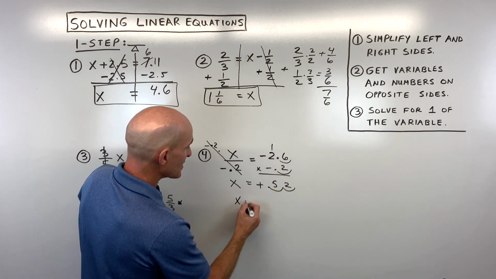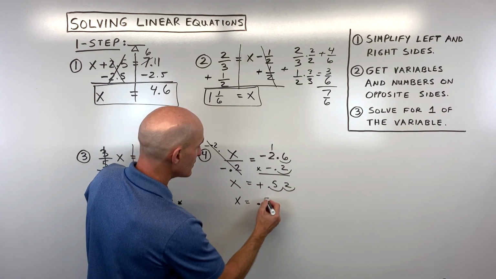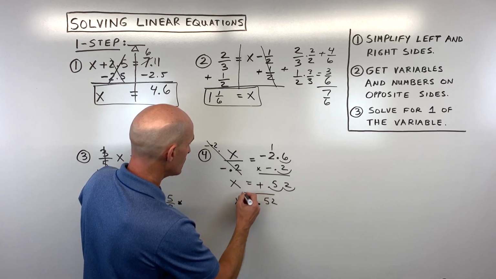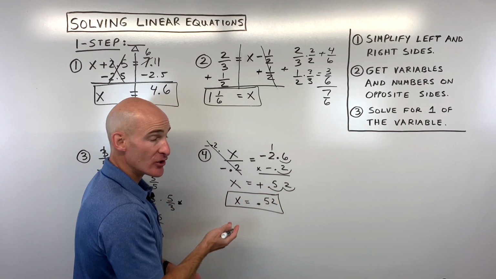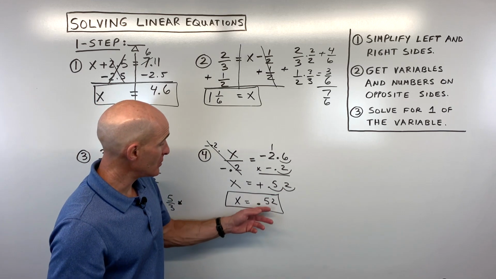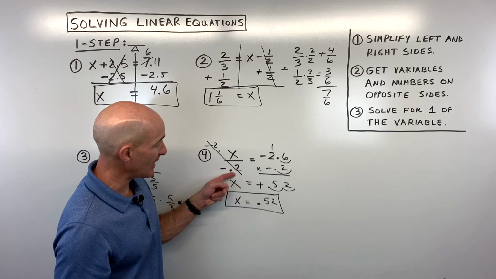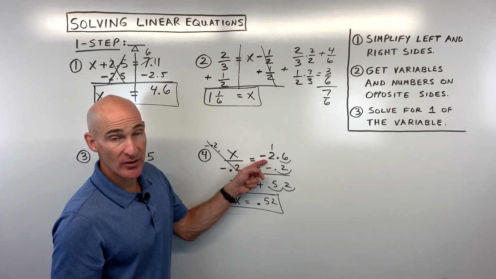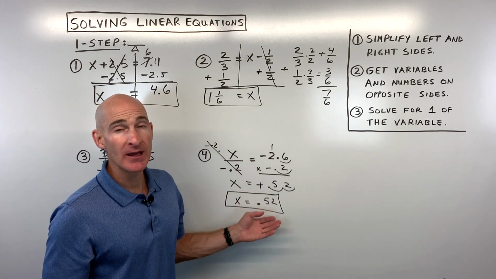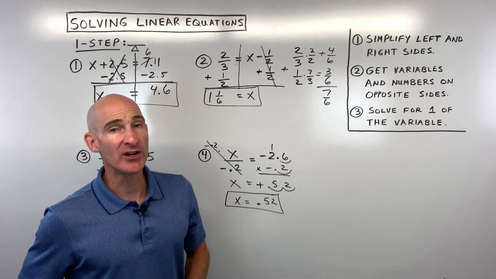So you can see x is coming out to positive 0.52, and you got it. Now, again, if you want to check your work, you take that 0.52 and you put it back in. 0.52 divided by negative 0.2 gives you negative 2.6, so you can verify. Well, let's take a look at the two-step equations next.